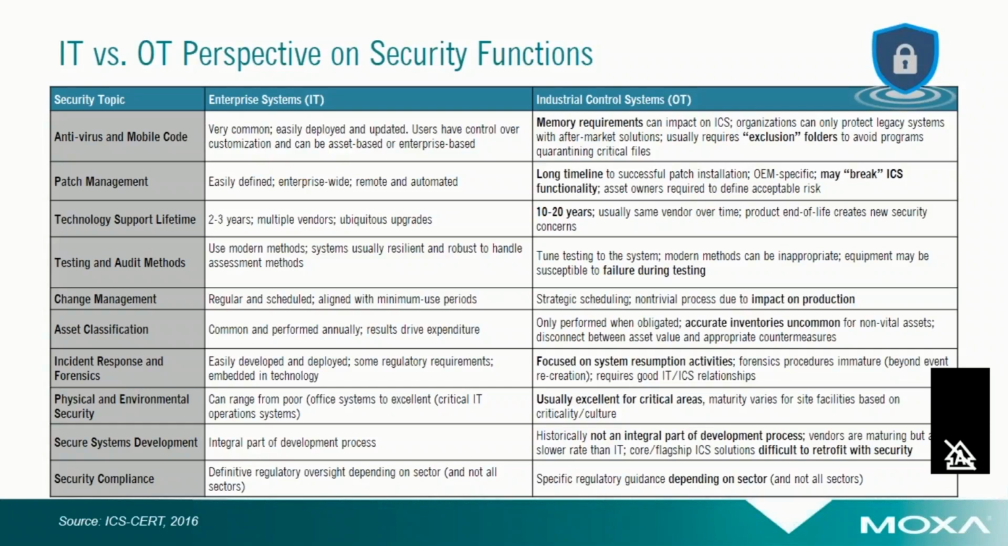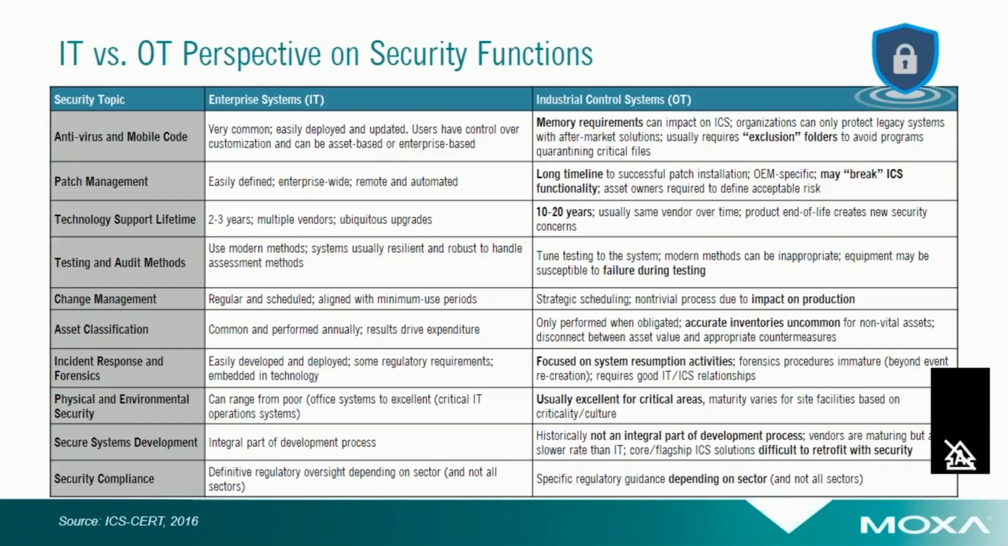Things that are easily identified and automated, such as patch management on the IT side, can be lengthy and laborious processes on the OT side, as patches are often not pushed from the device OEMs, and these patches may actually break production systems. Other examples include technology support life.